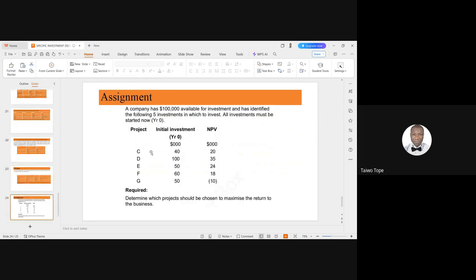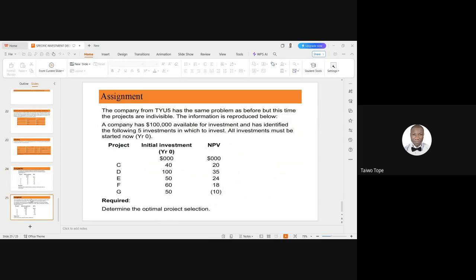So we have an assignment here that the company has $100,000 available for investment and has identified the following 5 investments in which to invest. All investments must be started now in year 0. You are required to determine which projects should be chosen to maximize the return to the business. And also another one, that the company from TU5 has the same problem as before, but this time the projects are indivisible. The information is reproduced below.